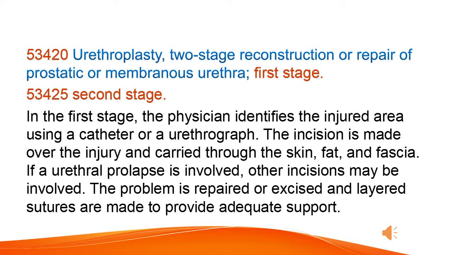Urethroplasty, two-stage reconstruction or repair of prostatic or membranous urethra, first stage, 53,425 second stage. In the first stage, the physician identifies the injured area using a catheter or a urethroplasty. The incision is made over the injury and carried through the skin, fat, and fascia.